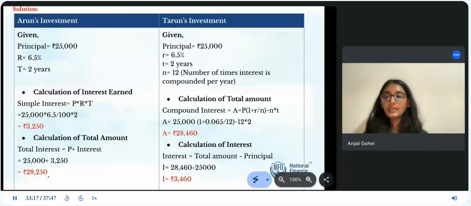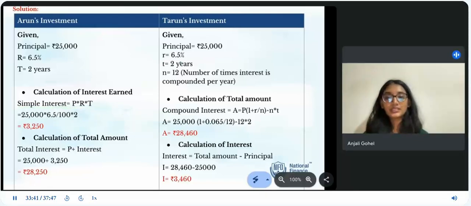Now I want to know what's the total amount. So what will I do? I will add my initial investment, which is 25,000, to this interest. So 3,250 plus 25,000 will give me 28,250. So this is how much I will have at the end of 2 years if it is simple interest. Okay, now let's come to Tarun's investment.